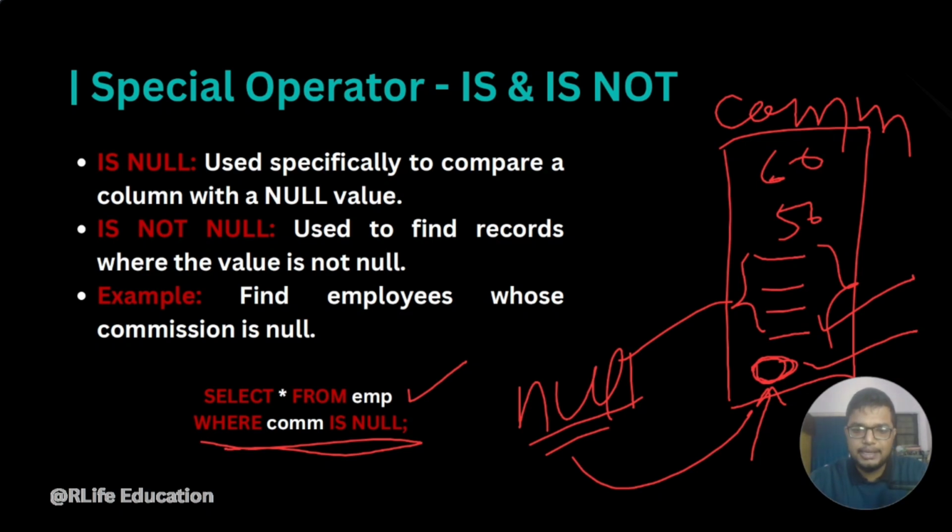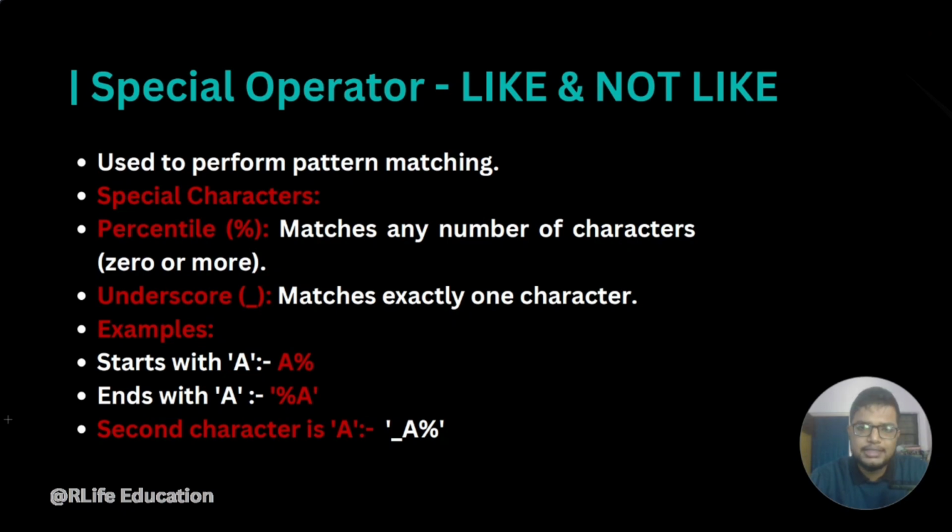Okay. Basically, the is operator is used to compare with null. Same thing, if we have to use is not, it is comparing with not null. It is quite simple. I already told you this thing. This is a good thing about special operators. Whatever the first operator does, the second one does the opposite thing. Like and not like operator. Simple thing, when we do pattern matching.